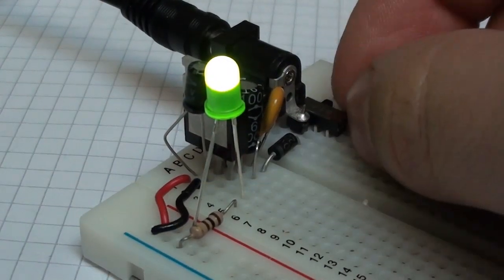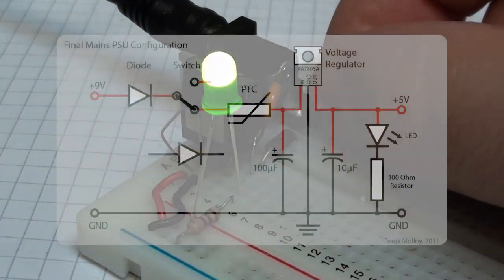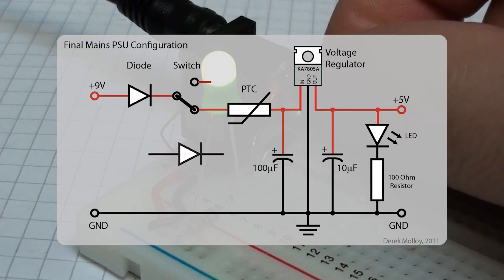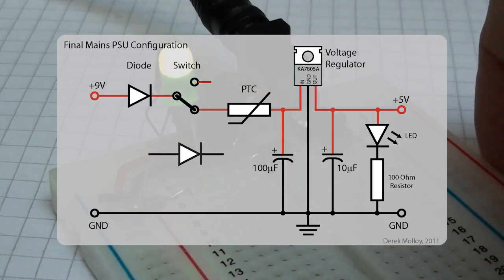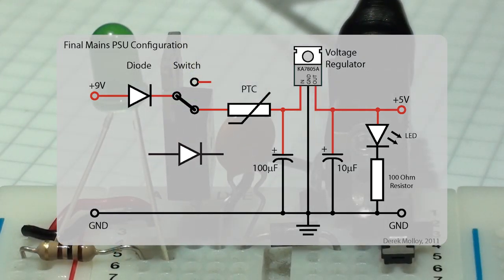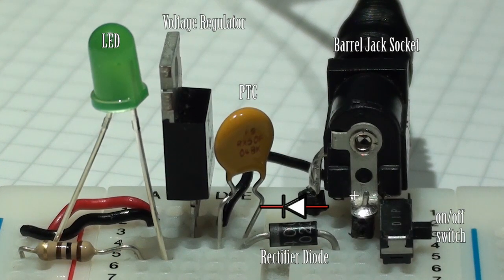This builds on several different circuits that I've built before. The first one was the mains PSU configuration, which allowed us to connect a mains PSU to our breadboard and to get a clean supply from this. This and the other videos that are mentioned are linked at the end of this video so you can watch them afterwards.